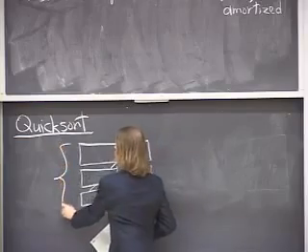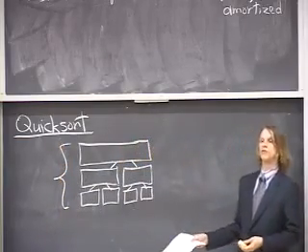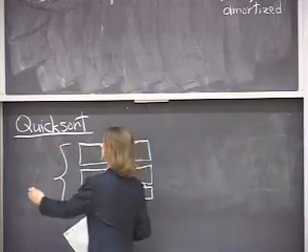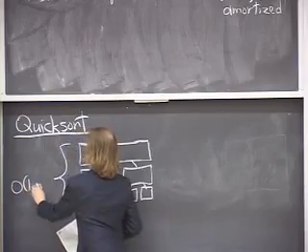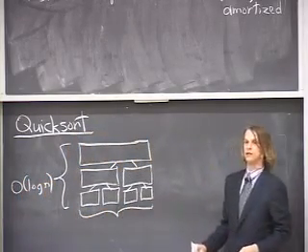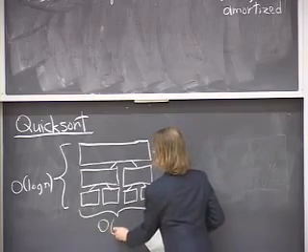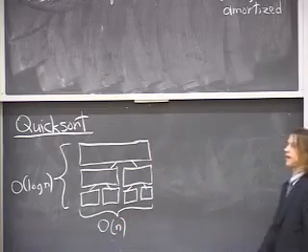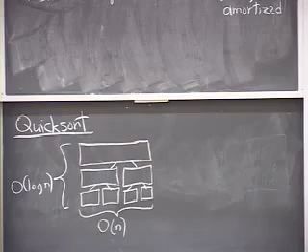And at each level, the number of levels of the recursion tree is logarithmic. And the total work that you have to do at each level is big O of n. And that's where the n log n running time comes from. So that's what I said in the quicksort lecture.